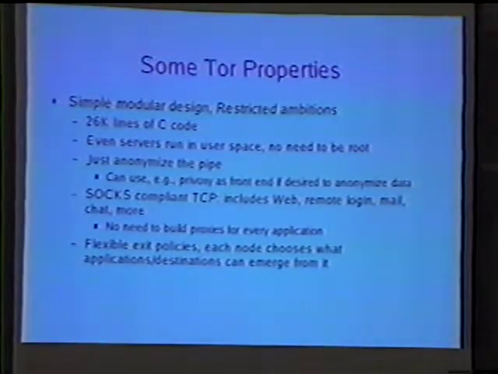Okay, so some properties here. It's written in C. It's 26,000 lines of code. It was 19,000 a little while ago. It's growing slowly, but it's still reasonably small and reasonably efficient. The servers run in user space. There's no need to be root, no need to mess with your kernel and so on. That was one of the big problems with the Freedom Network, because you actually have to install a kernel shim, and it all turns bad when you upgrade your kernel. So we work on everything. We're portable. We even work on Win32 now. We just anonymize the pipe.